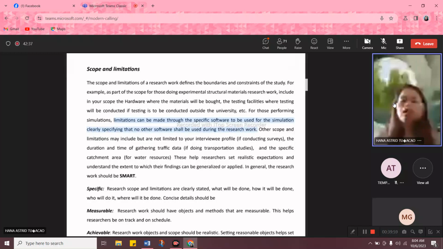So if it is not a comparison and only one software will be used, we specifically choose this software because of its capabilities. You need to justify why you specifically chose that software. And please take note, you cannot declare a software if you will be using a crack. Okay, crack is illegal.